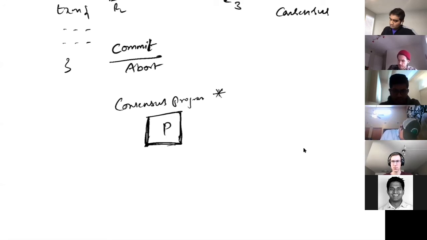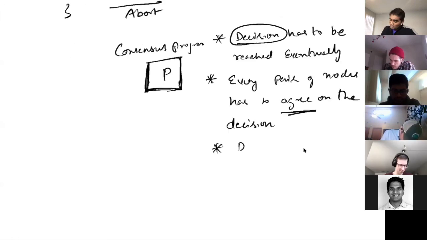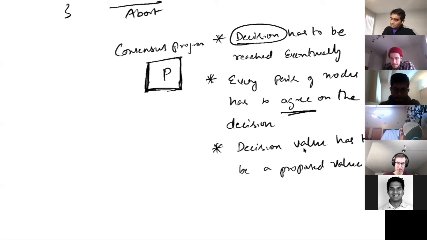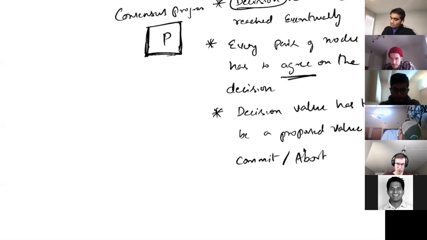So you need agreement. And what else do you need? A decision has to be something that is proposed by one of the processes, right? You can't just arbitrarily come up with a random value, and you can't game the system and return, let's say, 0 all the time. So the decision value has to be a proposed value. For instance, if commit or abort, the decision value has to be one among commit or abort.